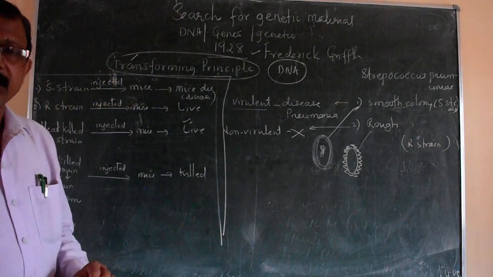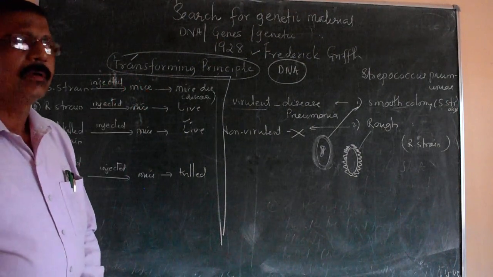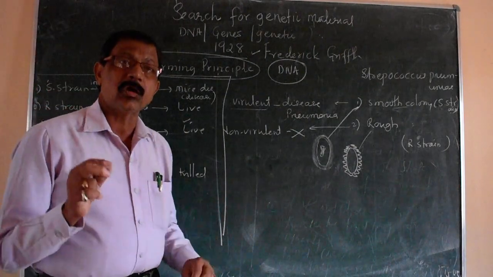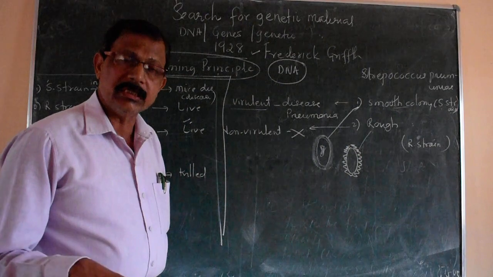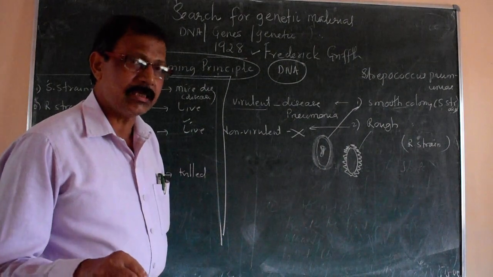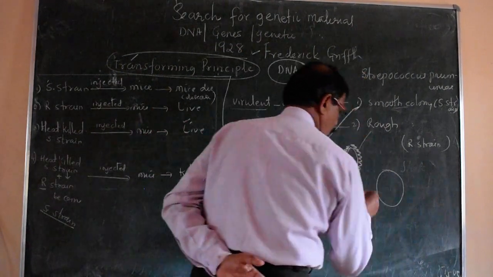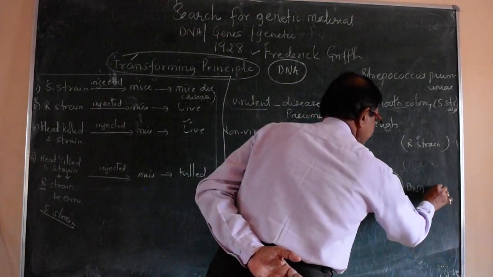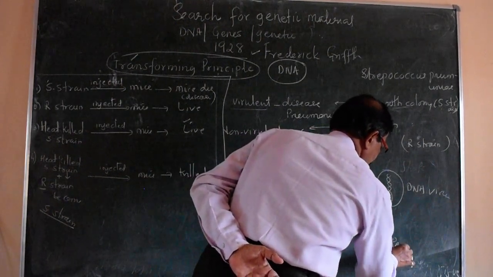See, generally DNA is a virus. There are two types of viruses: one is a DNA virus, another is an RNA virus. What is a virus? A virus is a non-living material that has two important components: one is a protein, and another is DNA or RNA. Protein is common to both. This is a protein coat, and inside there is DNA, and this is a DNA virus. The other one is a protein containing a single stranded RNA, and that is called an RNA virus.